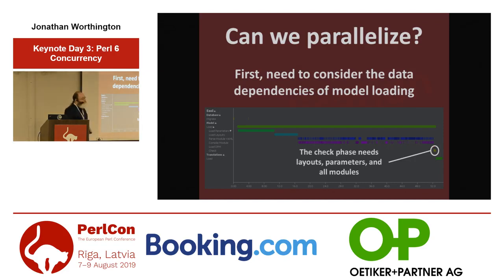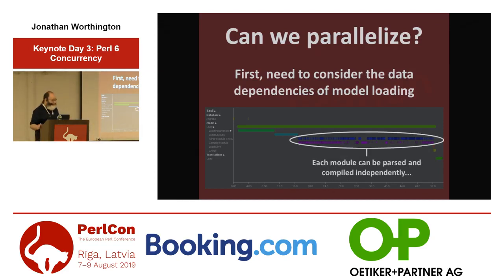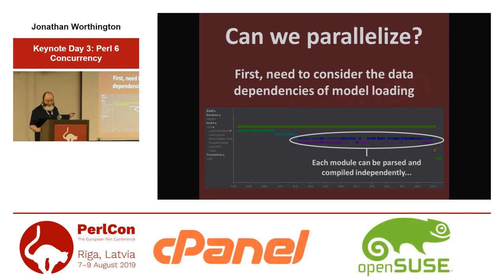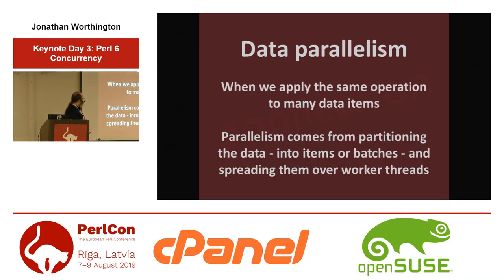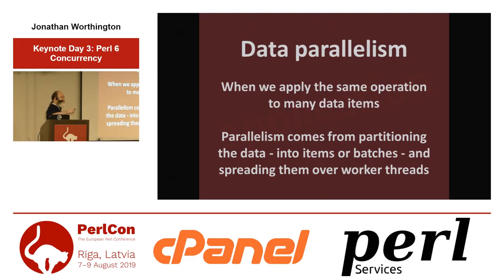And actually, that is the only phase that really needs all of the information. The modules we load independently and compile independently. So those we could really do some data parallelism on, and that's an opportunity. And it's not until that check phase at the end where we need to check that they don't reference parameters and layouts that don't exist. So this looks pretty promising. I said, okay, what we're doing is the same operation on many things. We are loading many of these modules and compiling them. This is a data parallel problem.